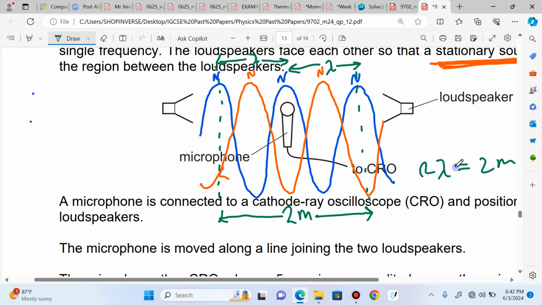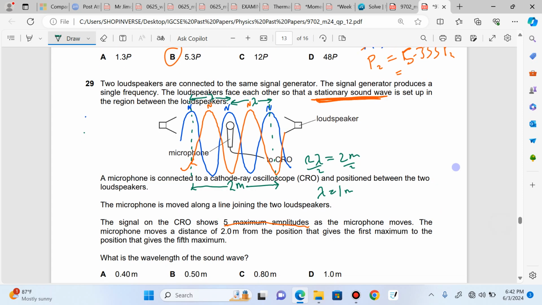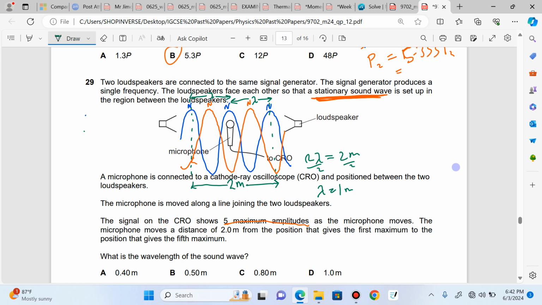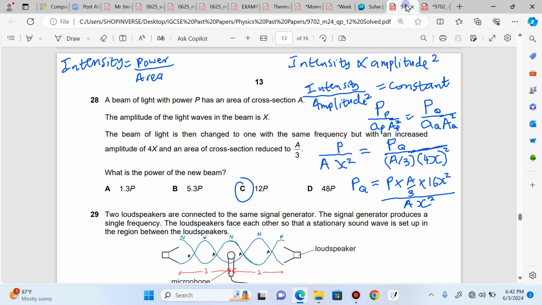How do I get the wavelength? Just divide both sides by 2, that's all. That means the wavelength will be 1 meter. Excellent. So I have my wavelength as 1 meter. That means the correct answer to question number 29 is D. Okay, so that's it. I've solved the question before, and I put it here.